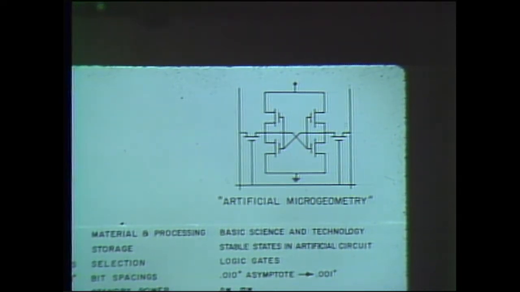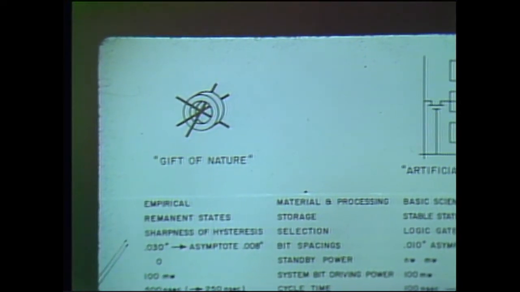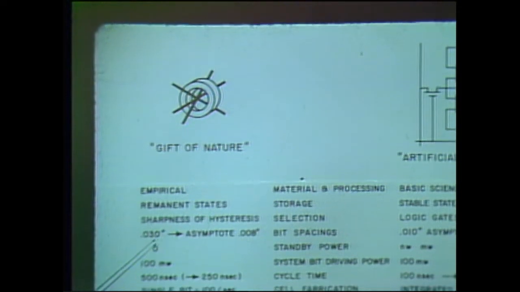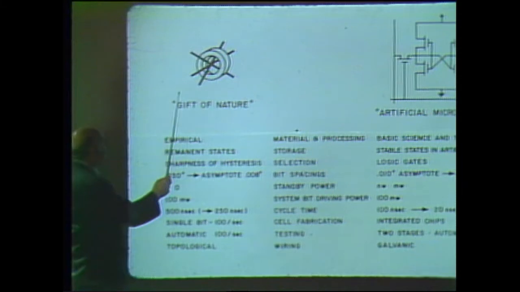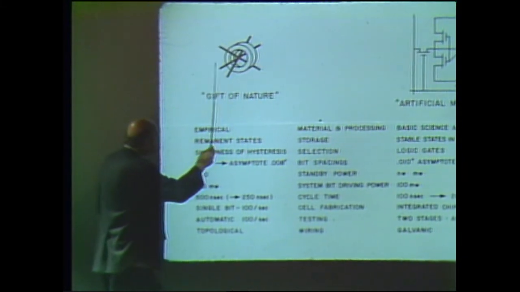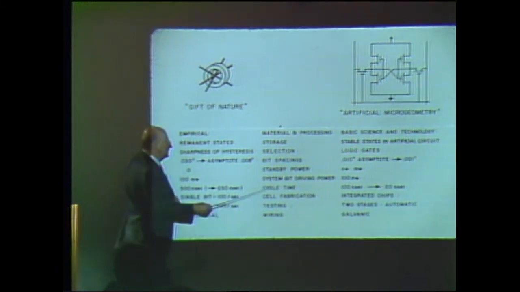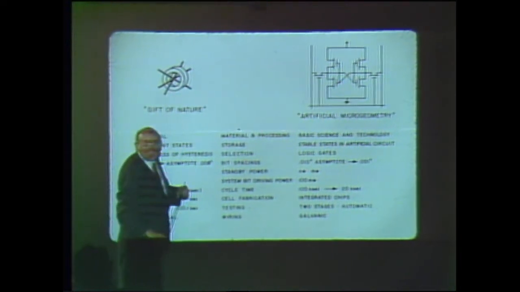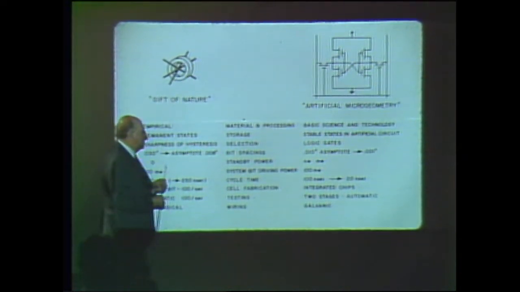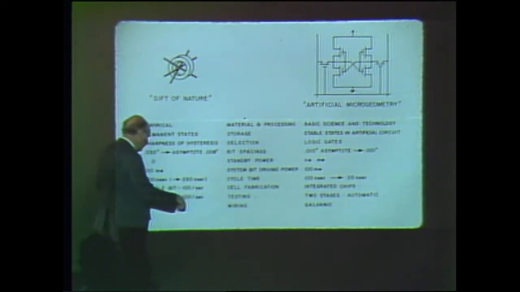Well, in a sense, this is a gift of nature. You just take a chunk of mud and you mold it, and because there is a hysteresis, it does what you want. And so it's cheap, but you still have to drive it by transistors at the edges. And here you have to go to the business of putting 6 transistors per bit. You have a lot of microgeometry. However, it's much better. It's faster, and you get all of these goodies by doing that.